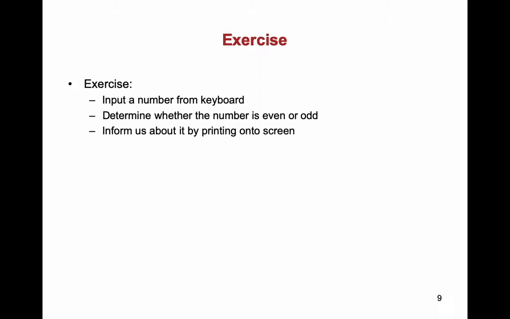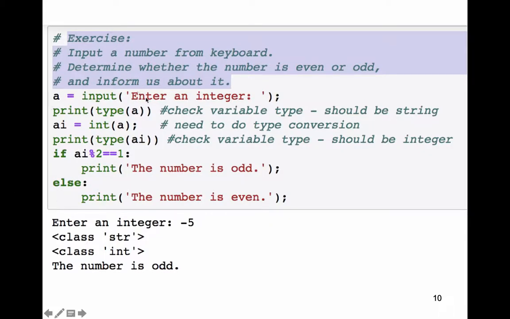Okay. So we had an exercise that you were supposed to submit: input a number from the keyboard, determine whether the number is even or odd, and inform us about it by printing on the screen. And here's my solution for it. So basically, you use input to collect an answer from a user. That answer is always stored as a string. So if you check the type of the answer, it's going to evaluate as a string class. And then you have to convert it to an integer, which, if a number was typed in, Python will do with no problem. If some sort of text was typed in, then there will be a problem.